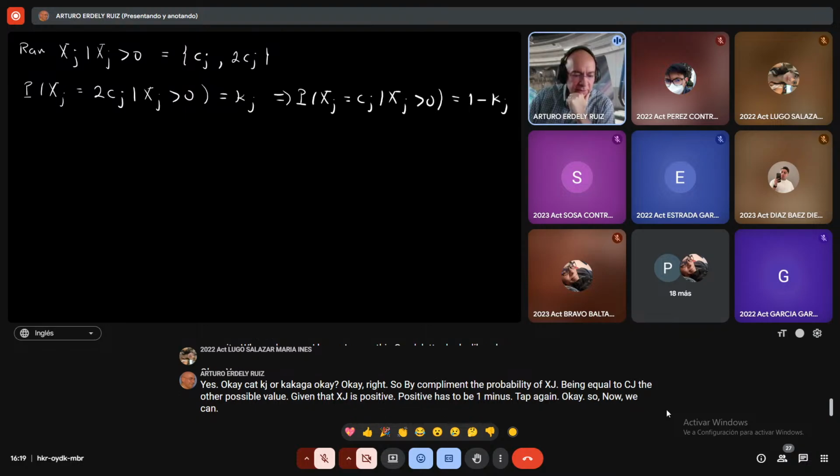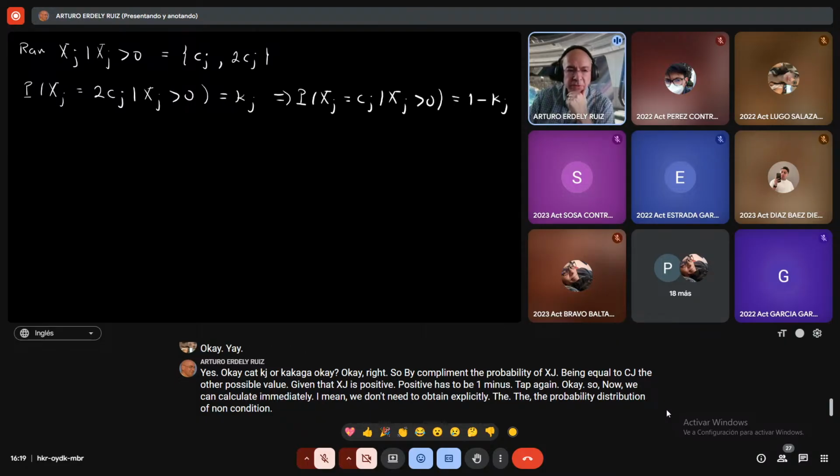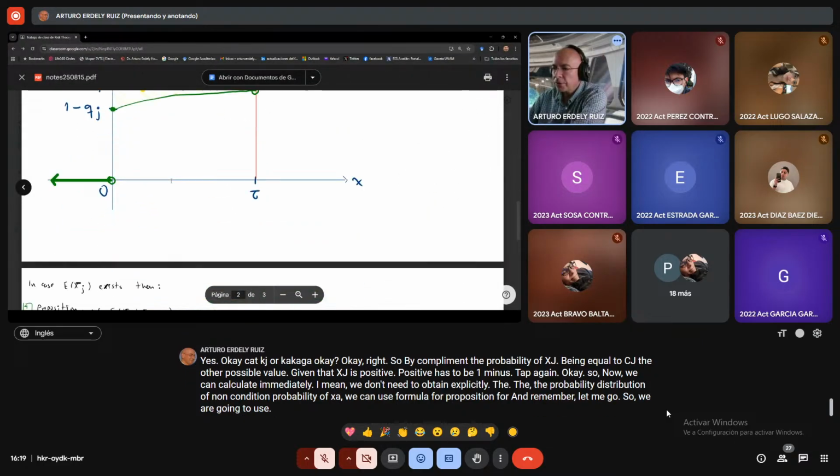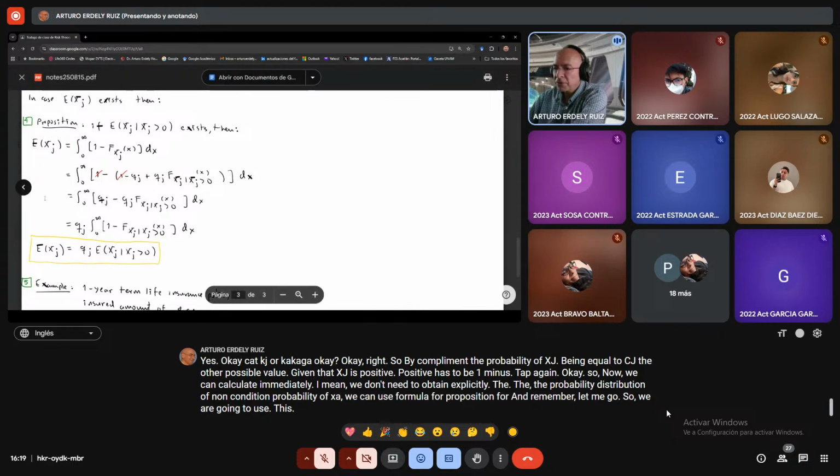So now we can calculate immediately. We don't need to obtain explicitly the non-conditional probability distribution of xj. We can use formula 4 or proposition 4. So we are going to use this proposition, and calculate first the expected value of xj, the non-conditional one.